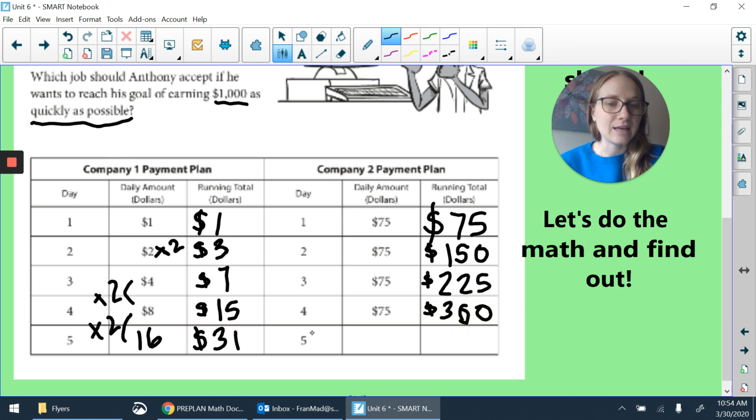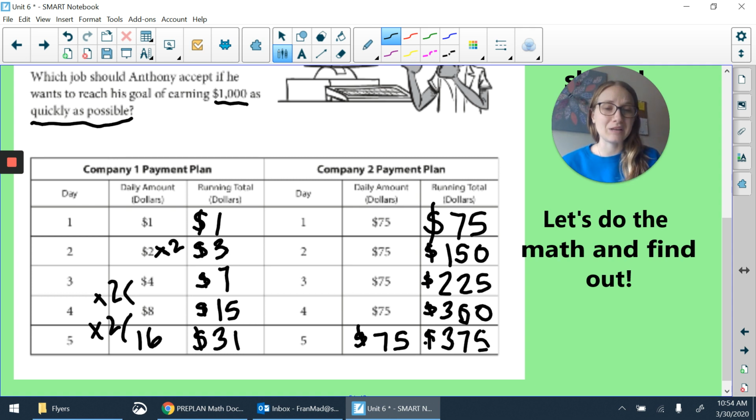And then on day 5, how much will he make today, team? Yep, $75 again. 300 plus 75 is 375. All right. Looking at how much he made at the end of 5 days, it's pretty obvious that so far company 2 is kind of standing out as the way to go, right? Compare that to what you predicted.